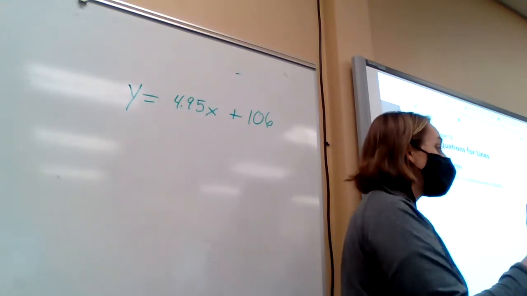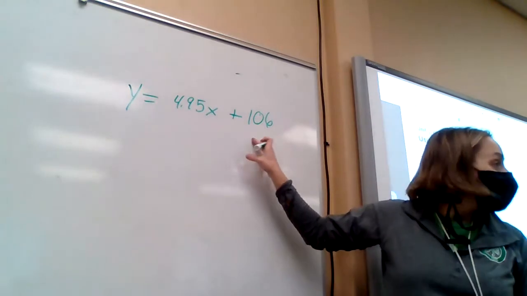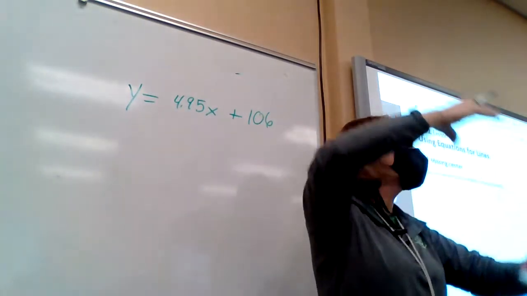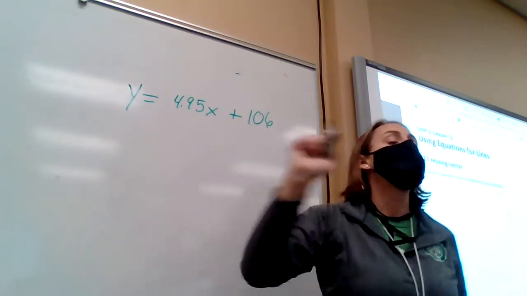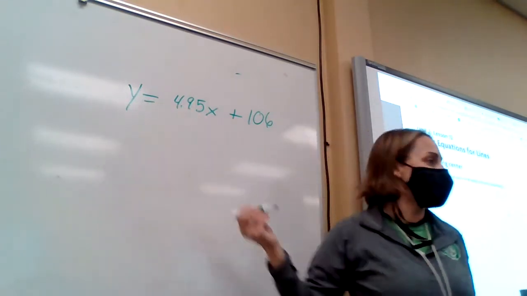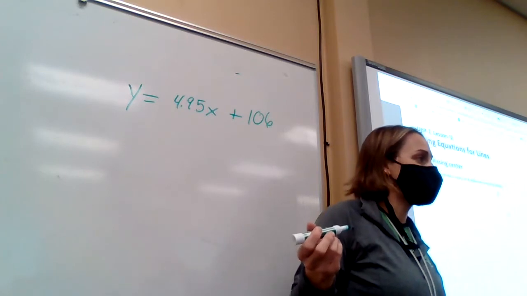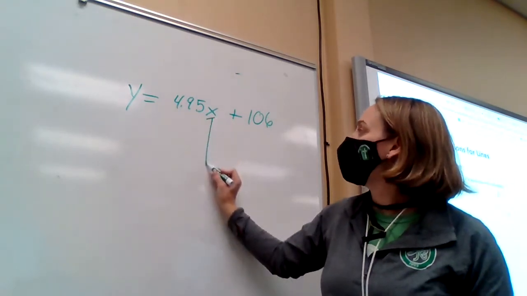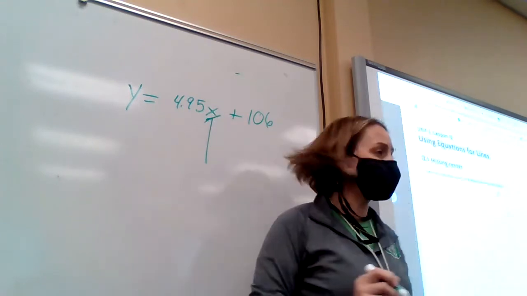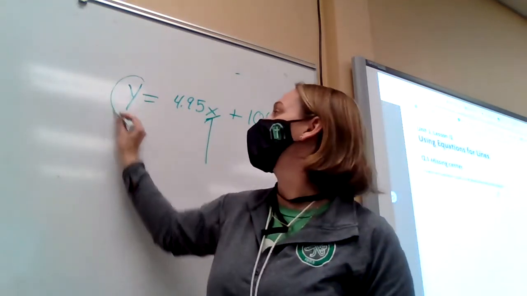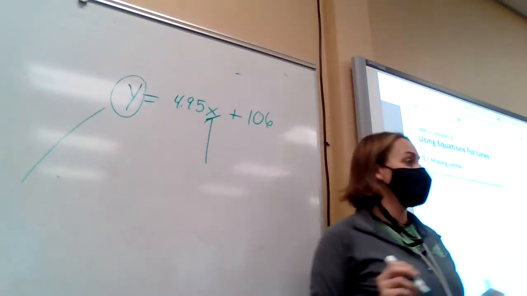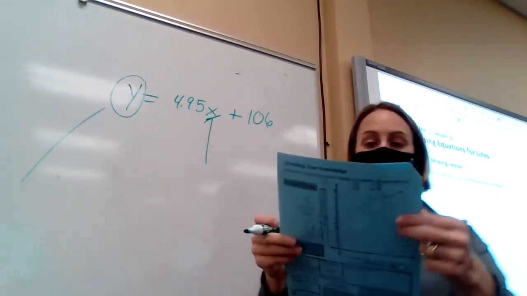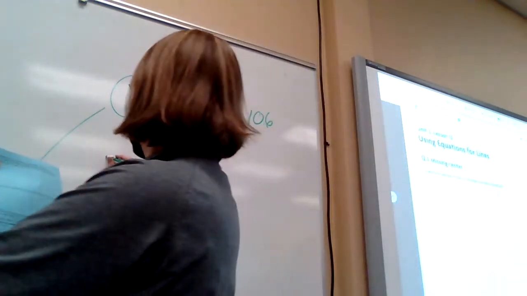This is not a proportion because of the 106, right? We can't just divide it out. We have to take that off the top. Which of these variables represents the pack of papers, or how many packs there are? 4.95x. That tells us how many stacks there are. What does this tell you? The total height.